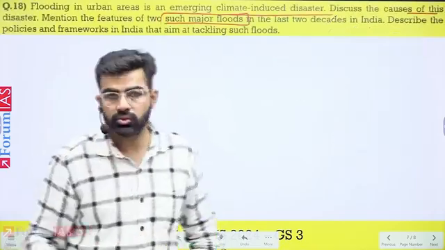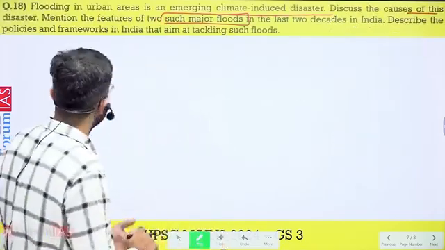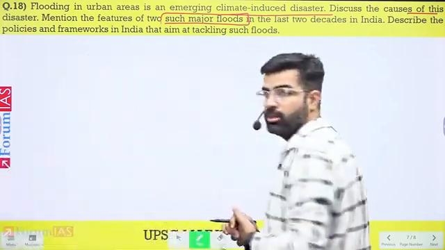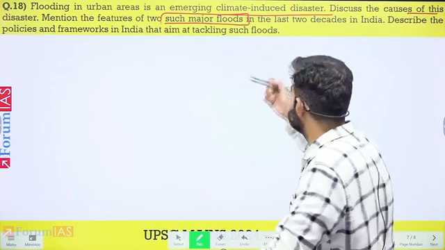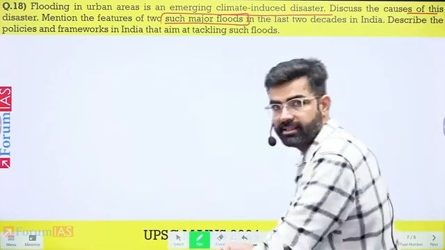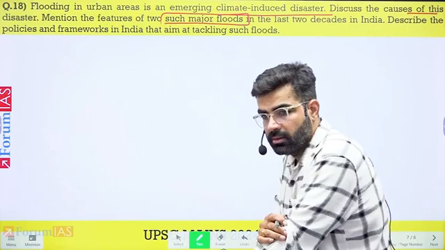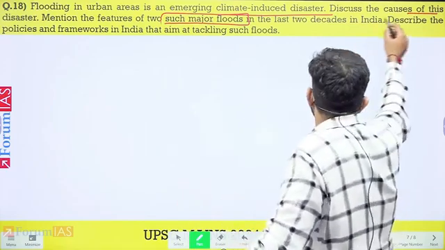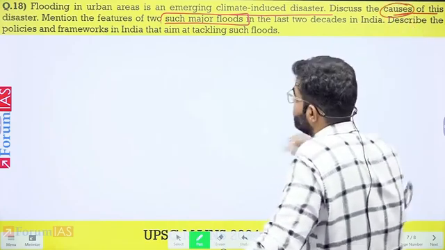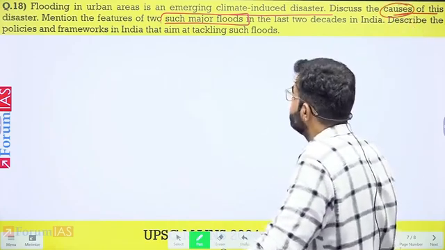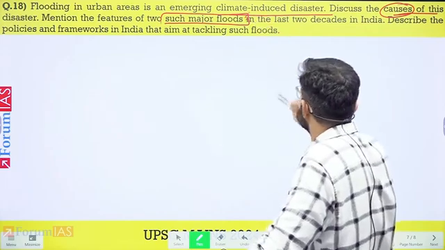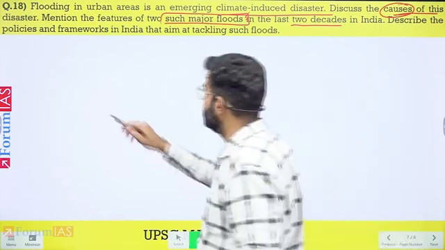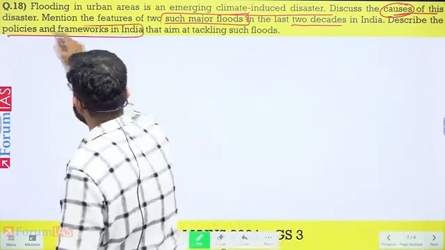Okay. So the next question is about flooding. Urban flooding is a common problem nowadays. We are witnessing urban floods in various cities: Delhi, Gurgaon, and the urban floods of Tamil Nadu and Kerala are very much in the news. Now, the causes have been asked here. What are the causes of this disaster? Features of two such major flood events in the last 2 decades in India. Describe the policies and framework in India. So we have multiple dimensions again here.